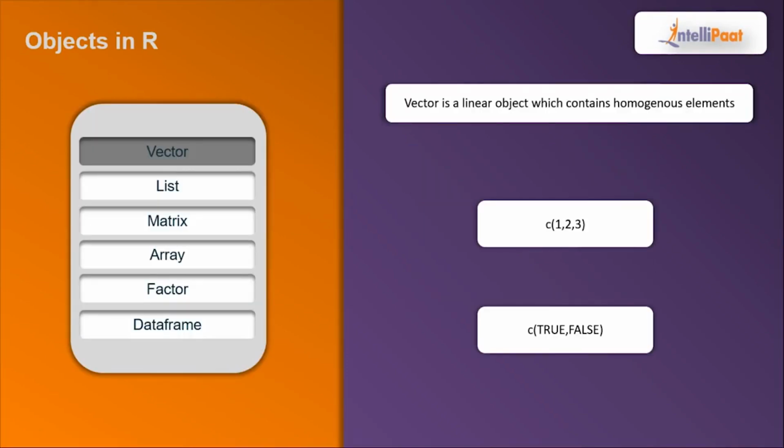So let's start off with the most basic object, which is a vector. So a vector is actually a linear object which contains elements of same type. So elements of same type, or in other words, elements which are homogeneous. And this is the syntax to implement a vector in R. So you will be using the C function or the combine function and you will be passing in all of the elements. So over here, I am using the C function to pass in 3 elements, which are the numbers 1, 2, and 3. And similarly over here, I am creating another vector where I am passing in 2 elements, which are true and false. So let's go to RStudio and create some vectors.